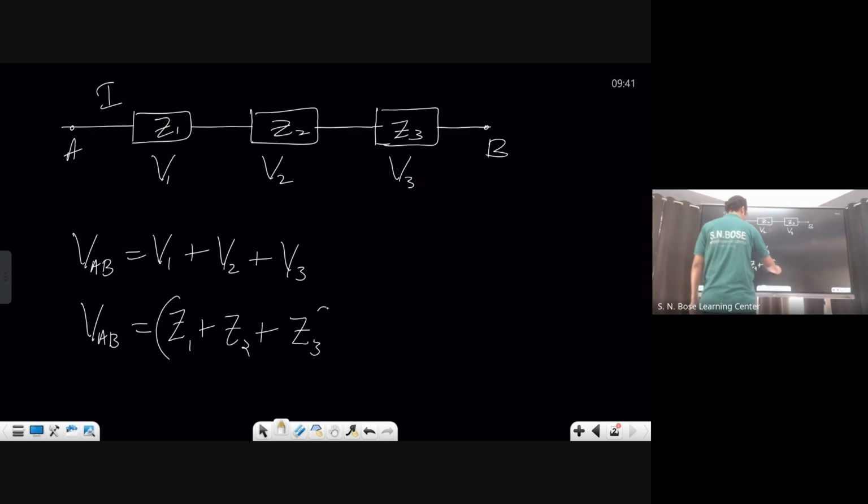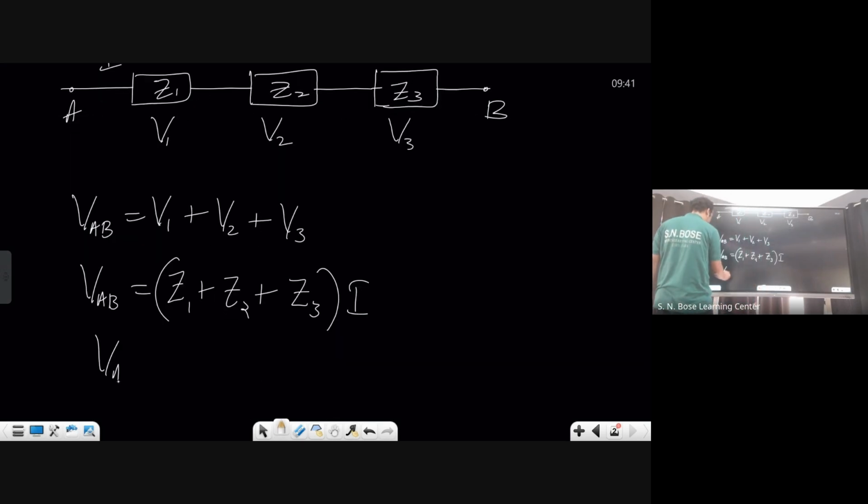Into I actually. I'll take this along the real axis and check where this complex number is. That will give me the phase difference. Am I right? So that's the basic idea. We call this Z total. VAB, the total potential difference, is Z total into I. Series impedances are adding. Can I say like this?